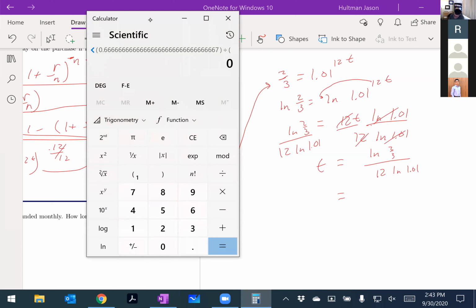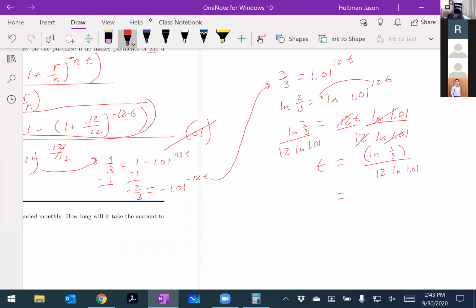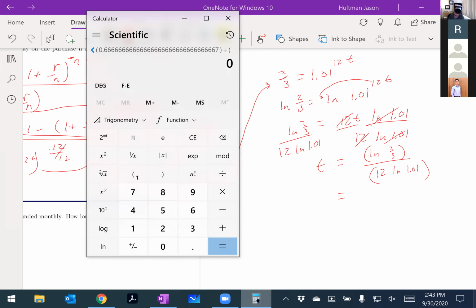Then I'm going to divide that by the bottom, in parentheses. Parentheses top, parentheses bottom. The fraction has implied parentheses, so make sure that you know that. Divided by 12 times the natural log of 1.01, close parentheses, and hit equals.